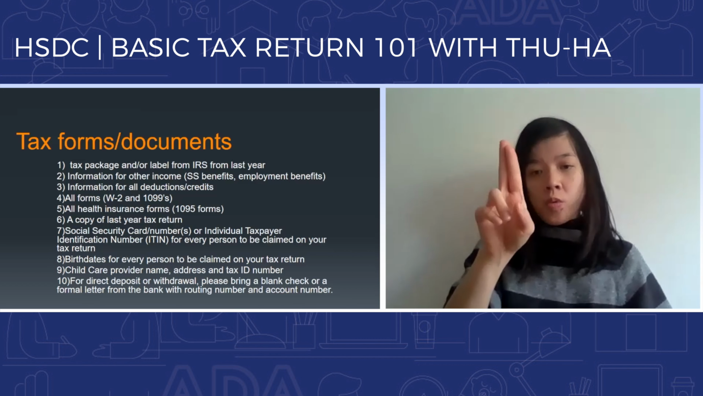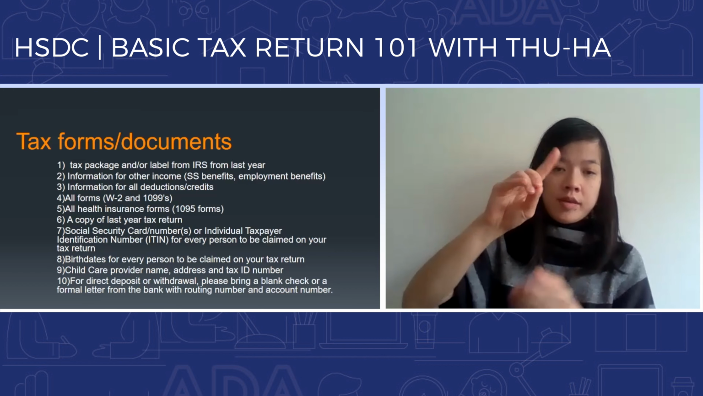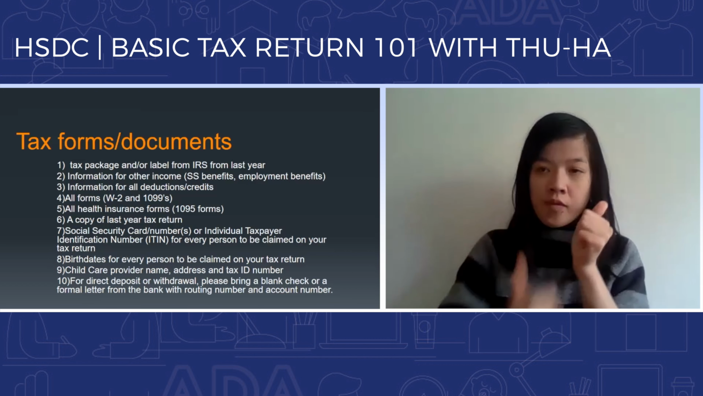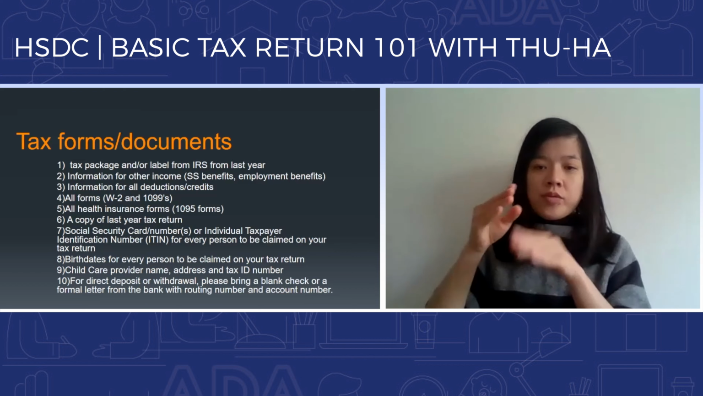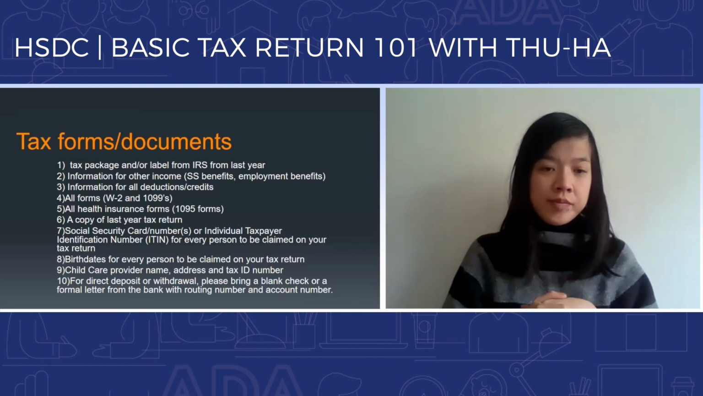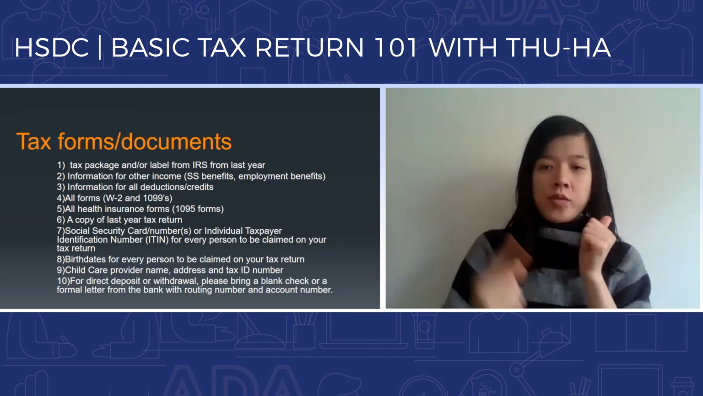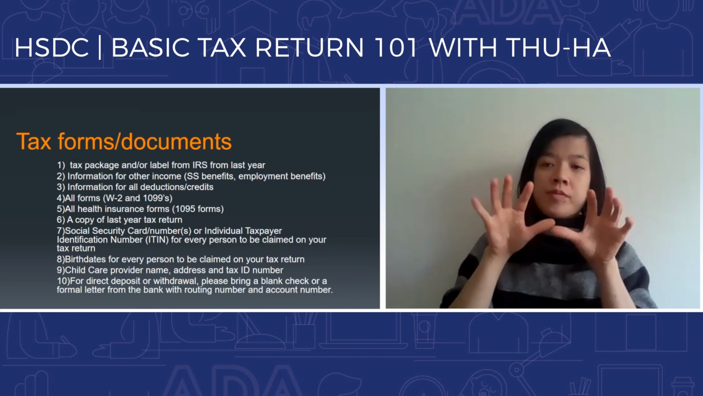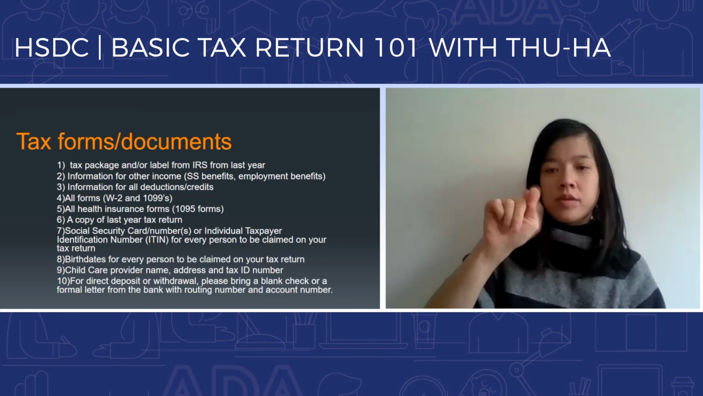You will need your Social Security number or individual taxpayer identification number. This will be for every person who is claimed on your tax return. You will also need the birth dates for everyone who is being claimed on your tax return.